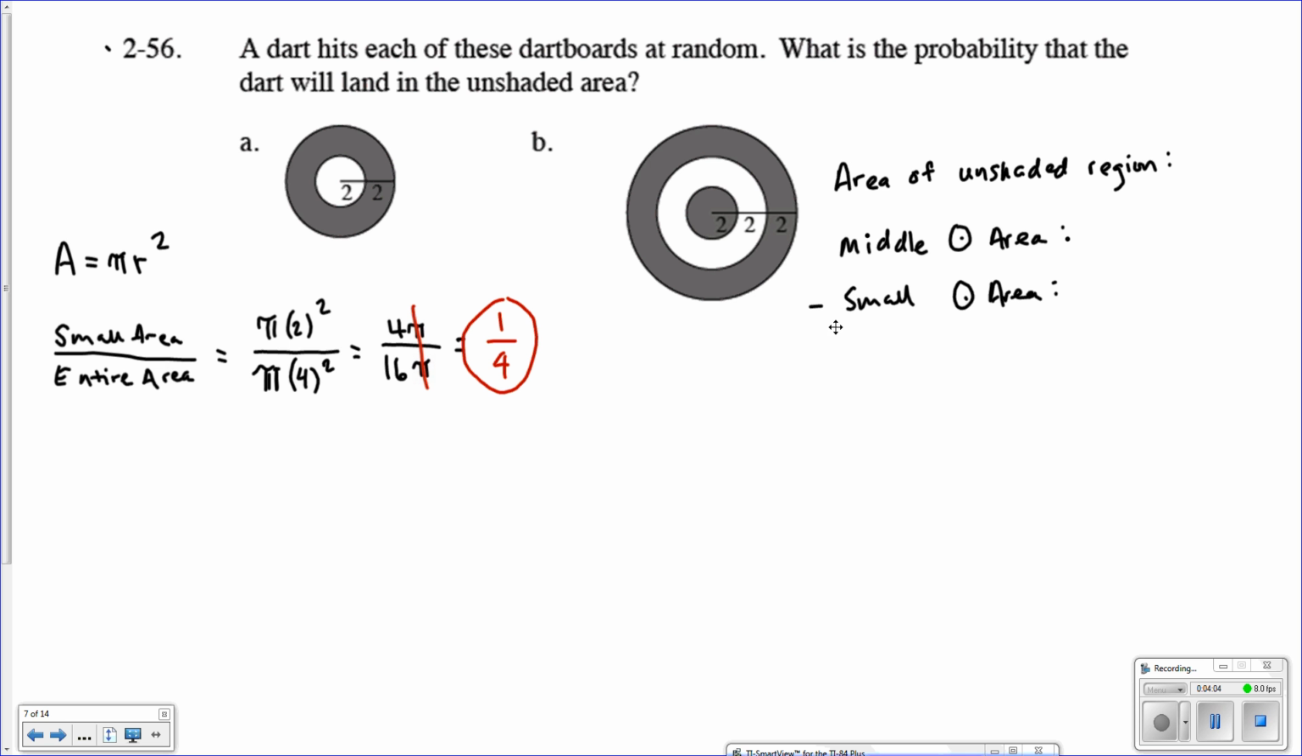Our middle circle's radius is 2 plus 2, so our radius is 4. So we have pi times 4 squared, which is 16 pi. For our small circle, we've got pi times 2 squared, which is 4 pi. And when we subtract them, we get 12 pi. That is the area of the unshaded region.